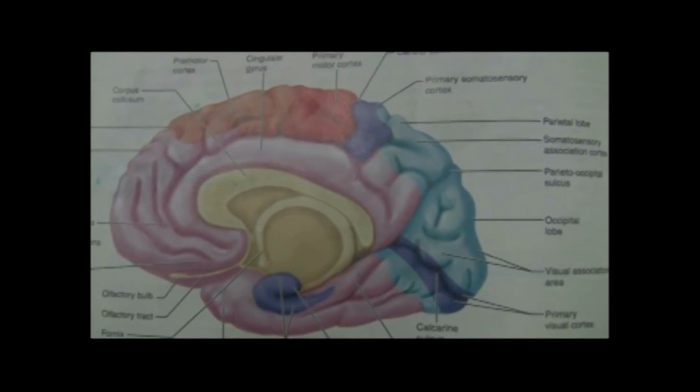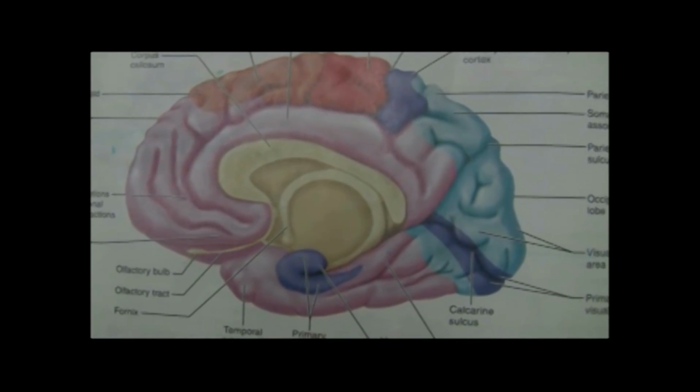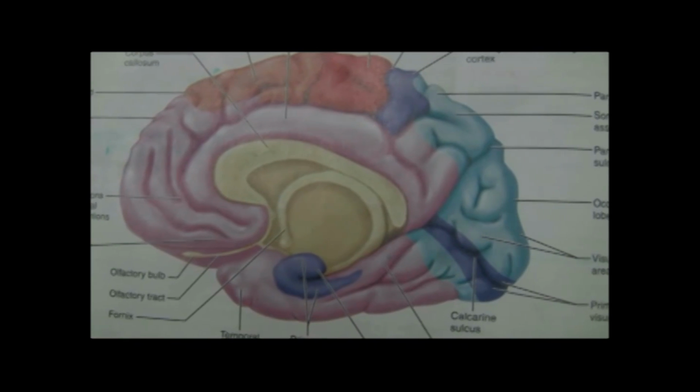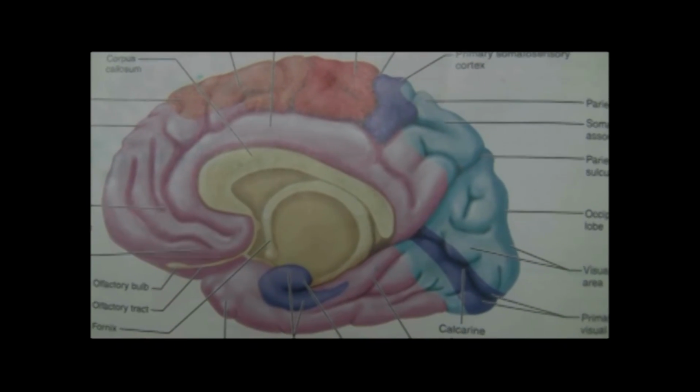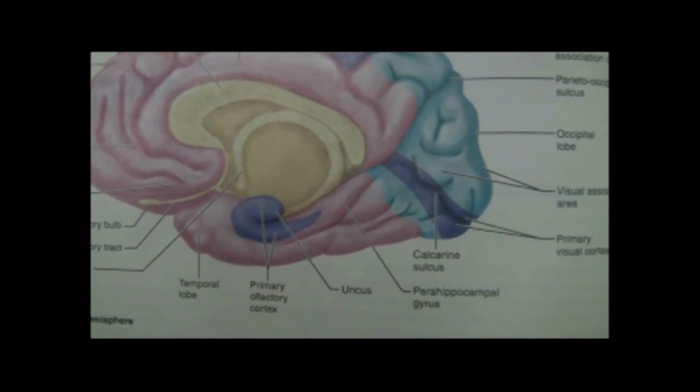Homeostatic imbalances such as lesions or tumors of the association area can cause mental and personality disorders that include loss of judgment, attentiveness, and inhibitions.